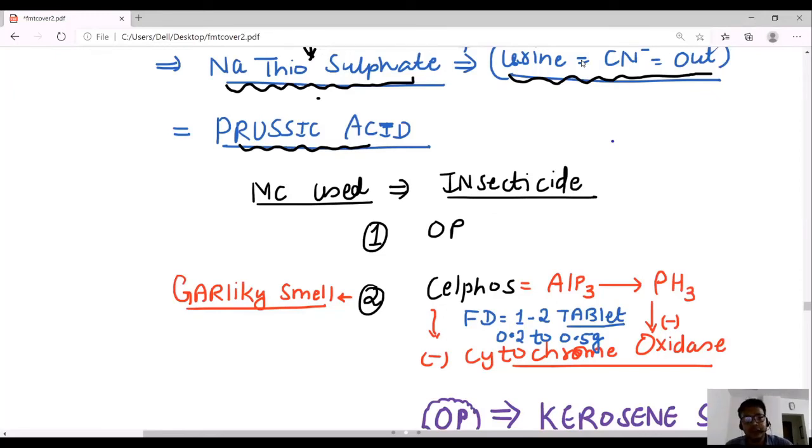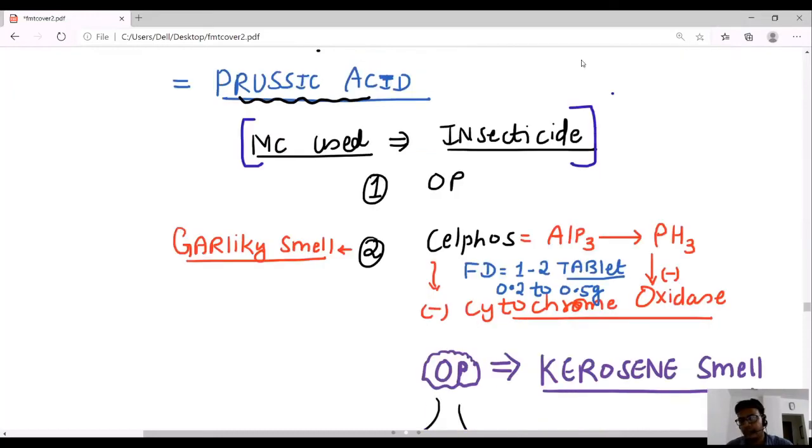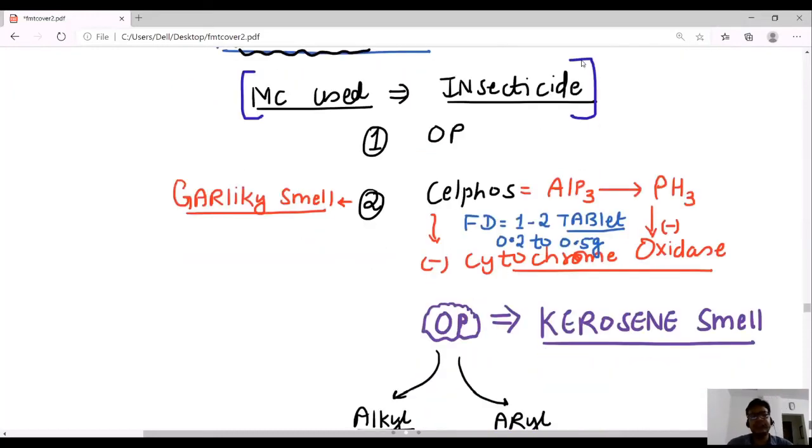Now I am coming to the most commonly used suicidal poison, which is insecticide. In insecticide, first we use organophosphorus. Organophosphorus is the most commonly used. Second we use sulfose. Sulfose is Al-P3, aluminium phosphide.